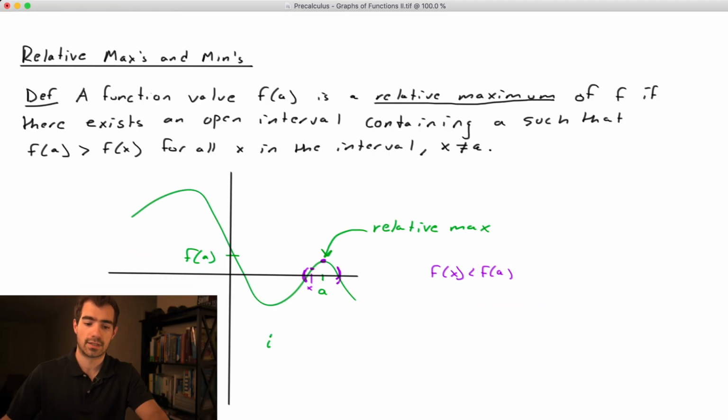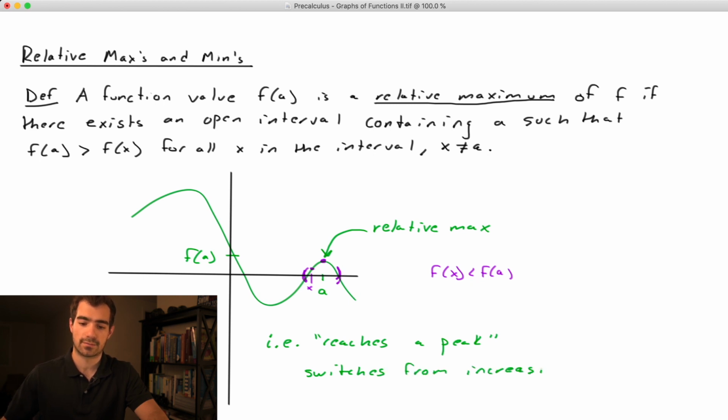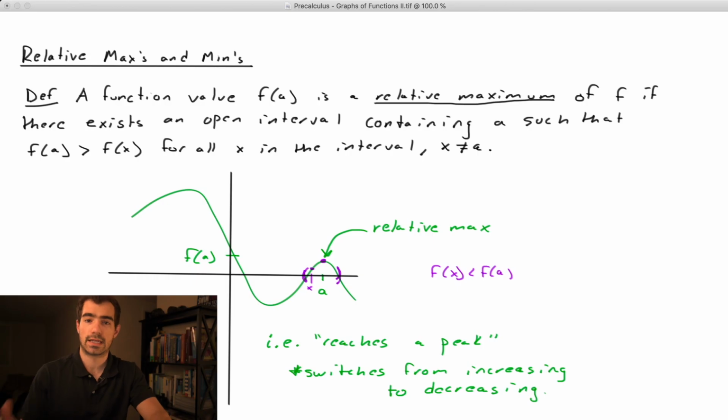And so alternatively, we can think of this as reaches a peak, or any point where the function switches from increasing to decreasing, right? Because anytime that it's going up and then rounds down, everything around it is going to have to be smaller than that point. That f of a is going to be bigger than all of the f of x's around it. And now, as you might expect, defining a relative minimum is going to be almost the same.